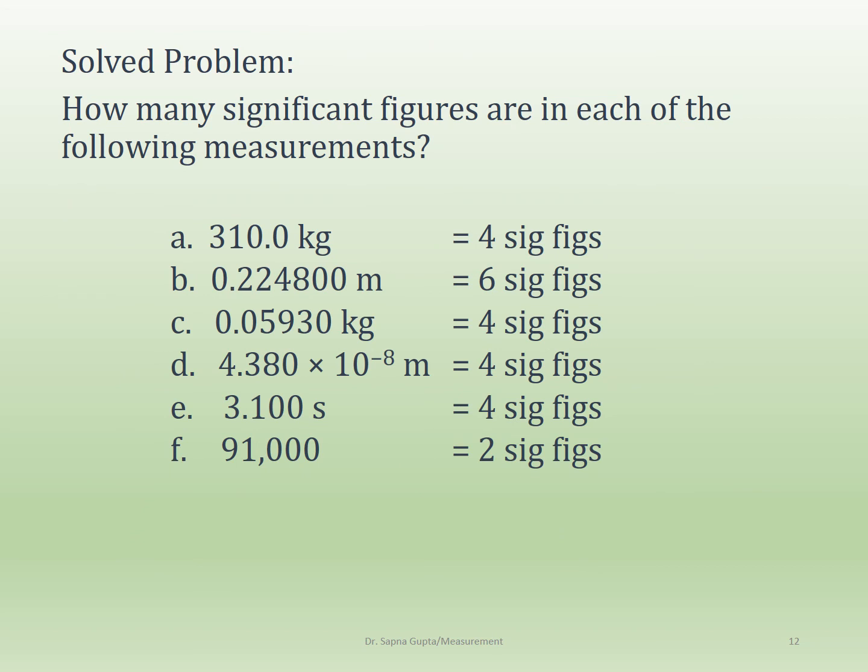So let's do some examples over here, okay, so we get an idea of how this works. So here is 310.0 grams. So this one here, these two zeros, significant or not? Yes, significant. Okay, because this is a decimal point, which means that this zero is significant and this one is significant. So that is 4 significant figures.